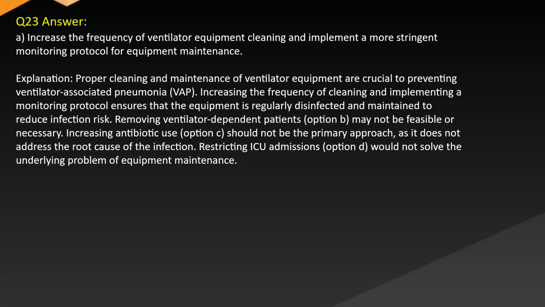reduce infection risk. Removing ventilator-dependent patients (Option B) may not be feasible or necessary. Increasing antibiotic use (Option C) should not be the primary approach as it does not address the root cause of the infection. Restricting ICU admissions (Option D) would not solve the underlying problem of equipment maintenance.